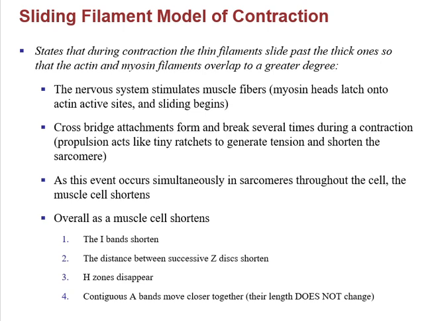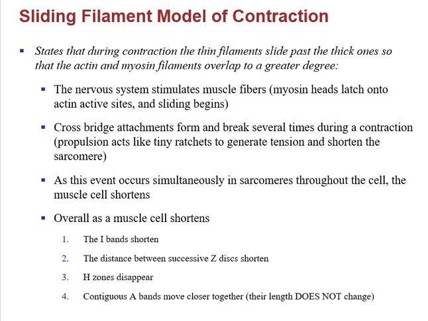So this event inside of a skeletal muscle fiber would be occurring simultaneously in all sarcomeres throughout this cell during muscle contraction. So when a muscle cell shortens, the I-band shortens, the distance between the successive Z-discs that outline sarcomeres gets closer, H-zones completely disappear, and the contiguous or adjacent A-bands are going to move closer together. Again, the length of the A-bands does not change, but they do move closer together.